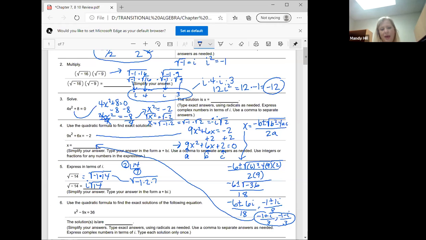So we could either write it like that, or you could write the square root of 14 and put the i in the back. Just make sure the i is not under the square root sign.